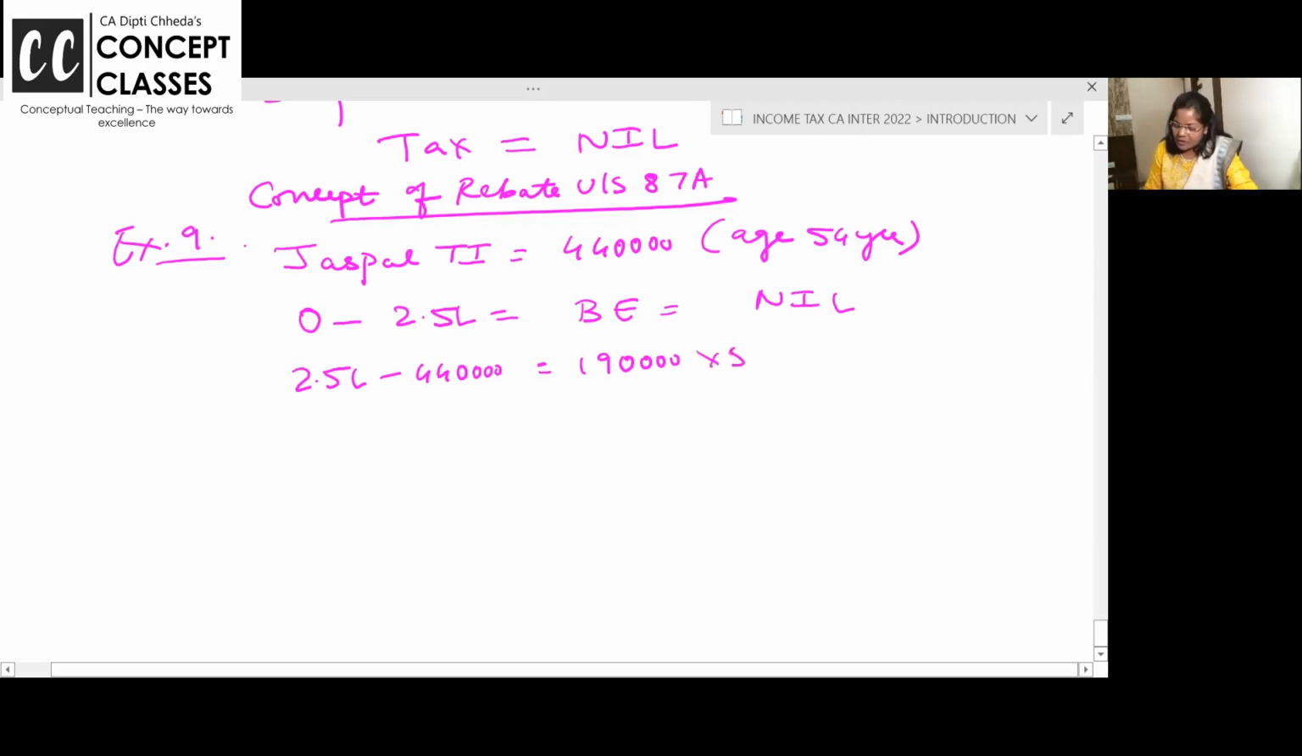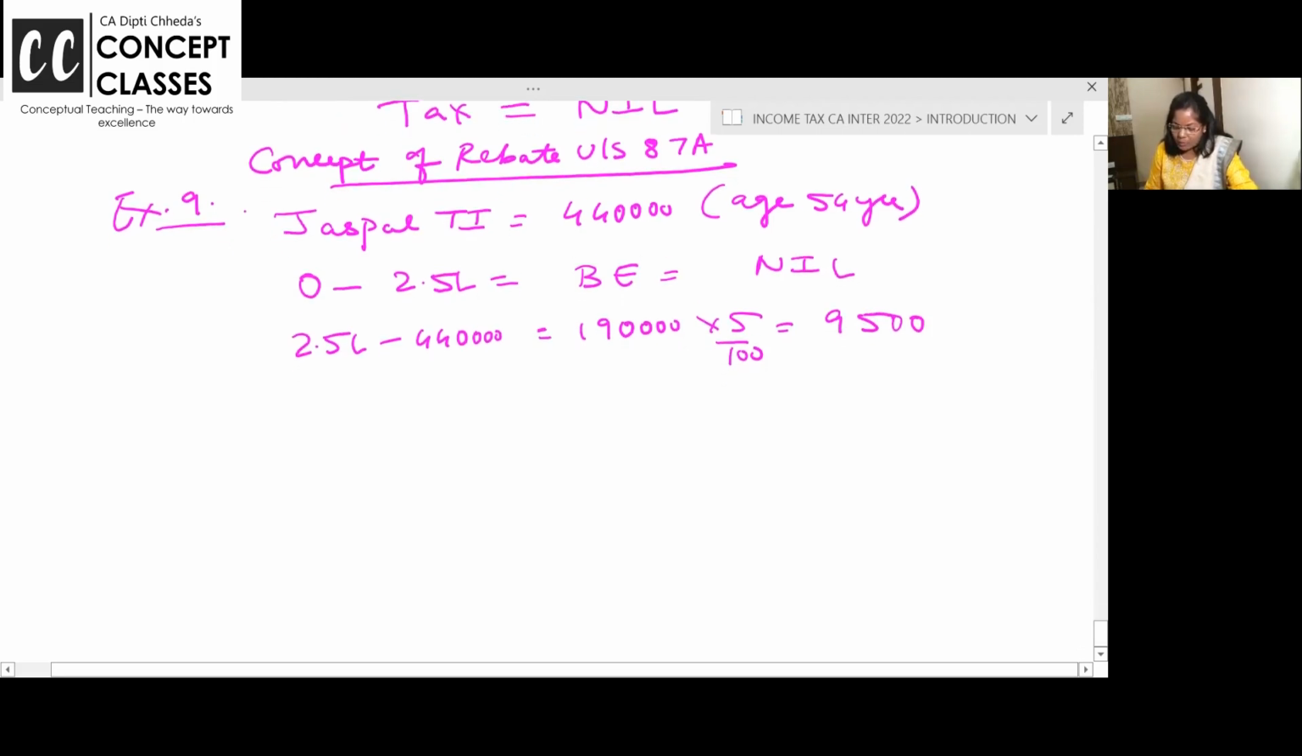On 1,90,000, how much tax is coming? 5%. That comes to 9,500. Now, will Jaspal get a rebate? Yes or no? Answer is yes. What is the condition? He is a resident individual and his income is below 5 lakh. Okay. Irrespective of the age. Income 5 lakh se kam hai na? Rebate milega. Kaise milega? You have to present it like this.